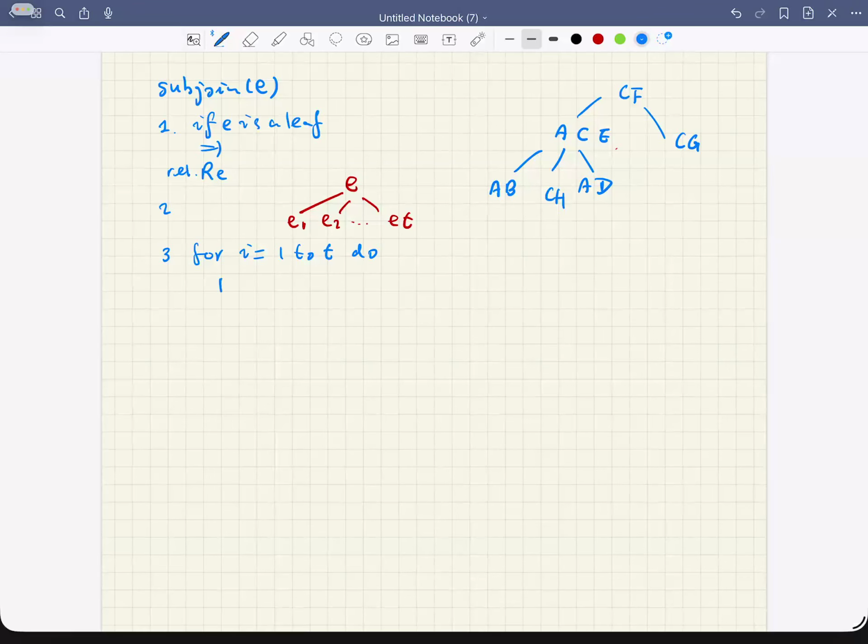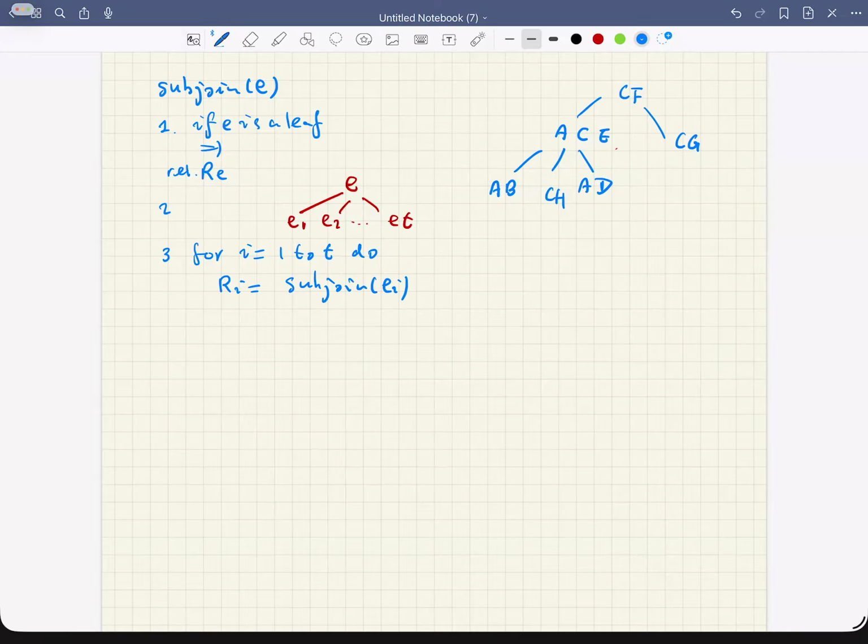Okay. So you want to compute each subjoin. Simple, right? Very simple, right? So this is well defined, right? This is rigorous. You know what that means, right? And this is recursion, right?